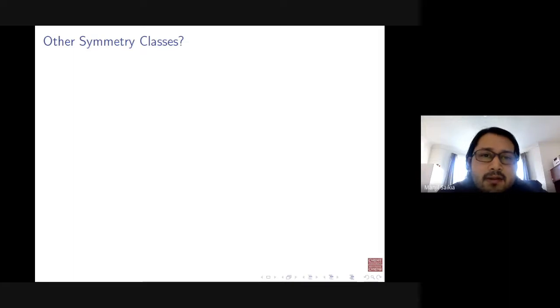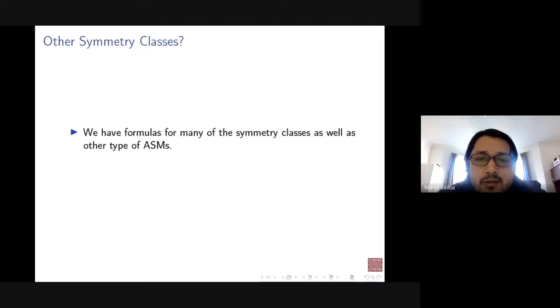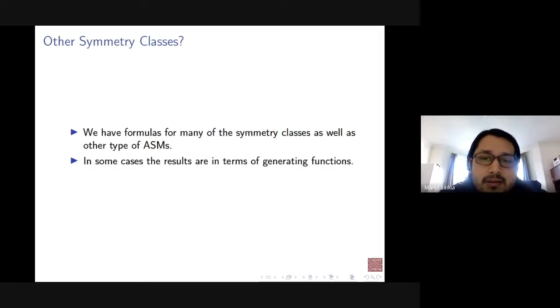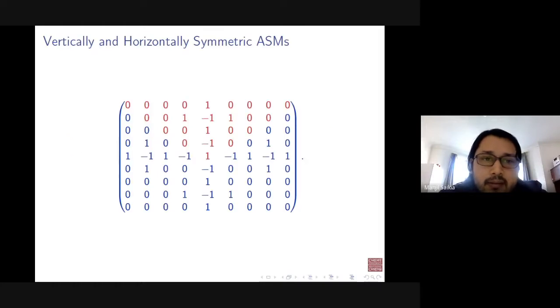So I mentioned several symmetry classes. Let me very quickly go through some of these results. We have formulas for many of the symmetry classes, as well as some other types of alternating sign matrices. In some cases, the results are in terms of generating functions, not exact formulas like the previous slide.